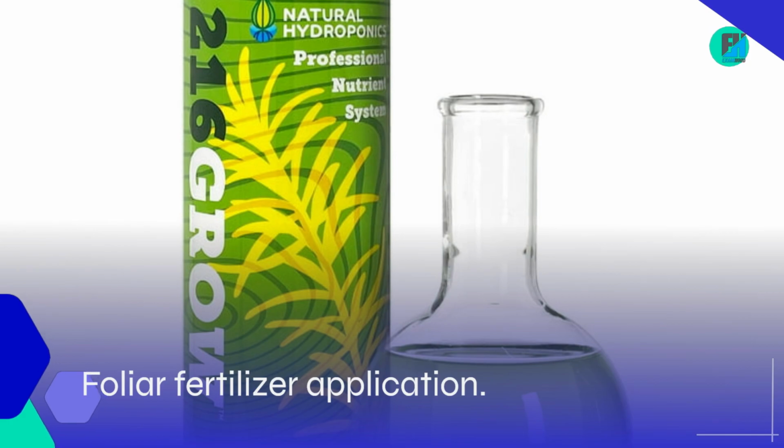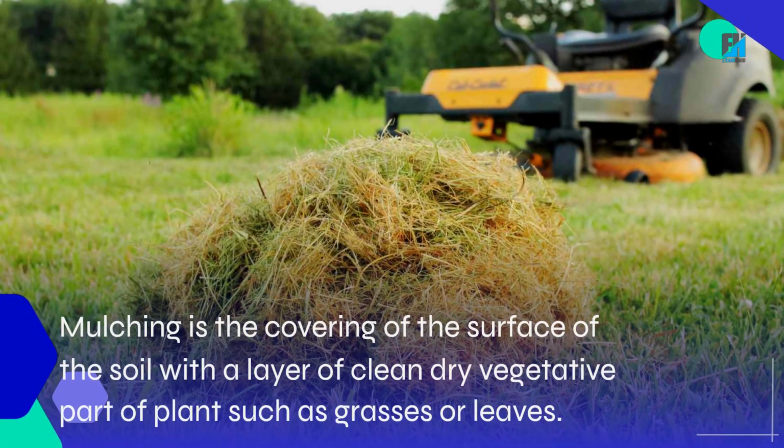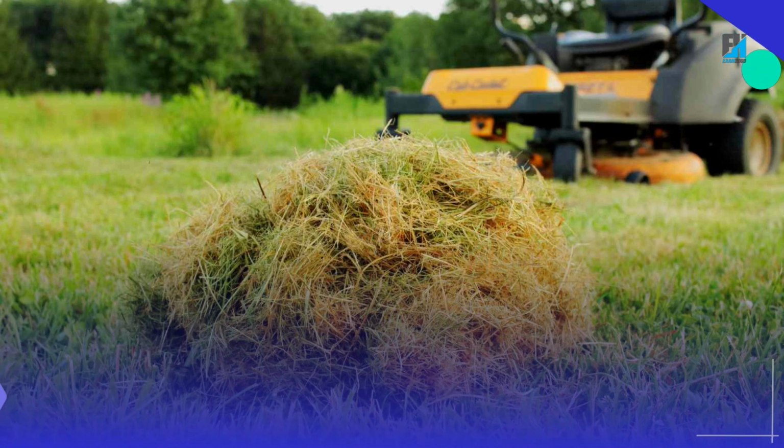foliar fertilizer application. Mulching. Mulching is the covering of the surface of the soil with a layer of clean dry vegetative part of plants such as grasses or leaves.